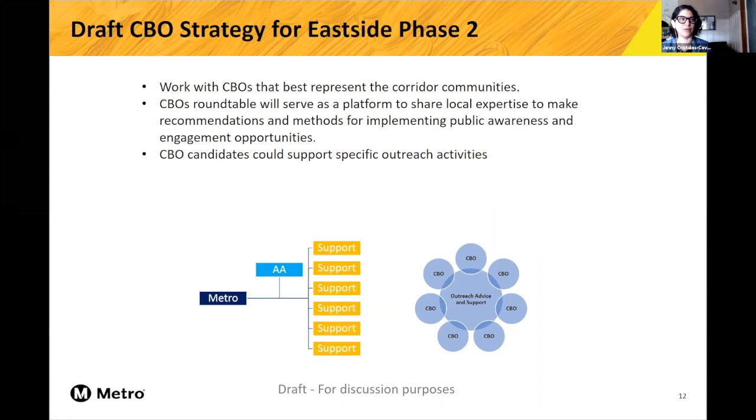And so creating the roundtable as outreach advice and support is critical for us for that engagement. Secondly, if a CBO has a level of expertise or has outreach activities already happening that we can partner with, we would definitely find a way to do that through a scope of work of some sort. So there are opportunities for us to really engage collaboratively. Next slide.